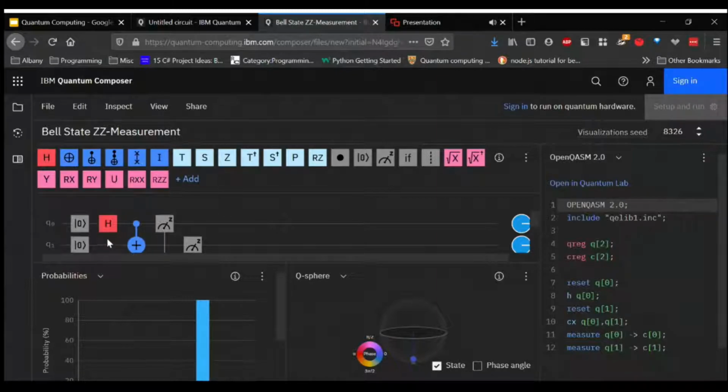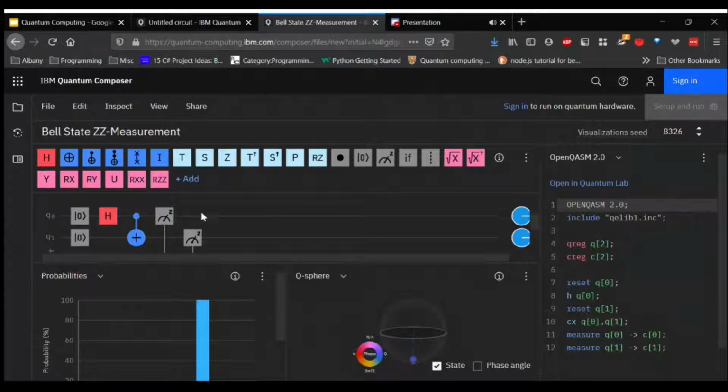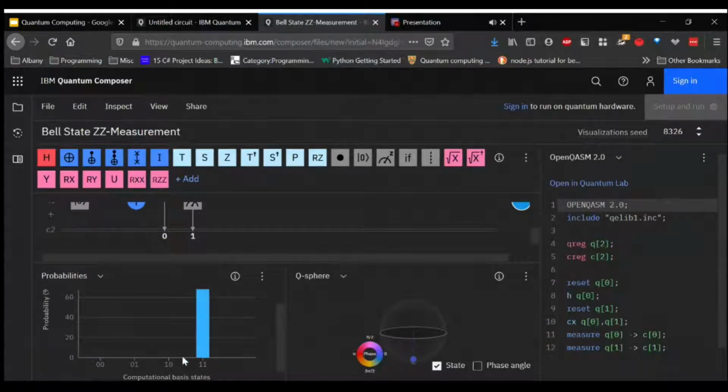So it shows that after you measure the states of each of these qubits here, then the other one here collapses as well, and the probability is affected.